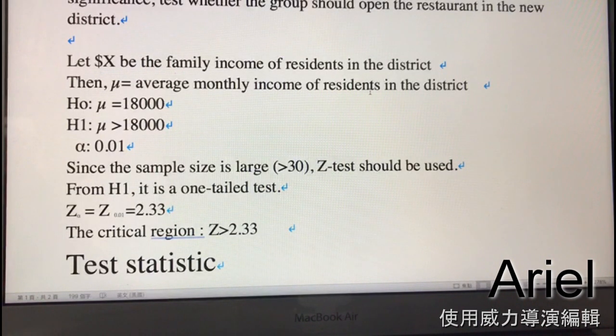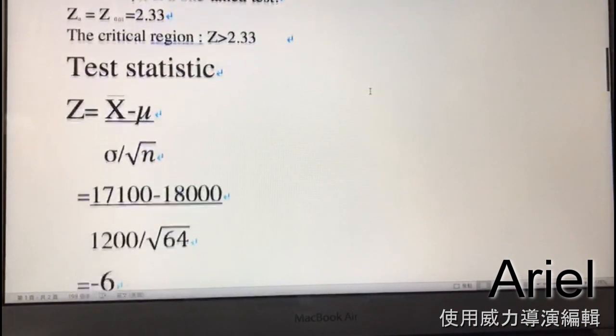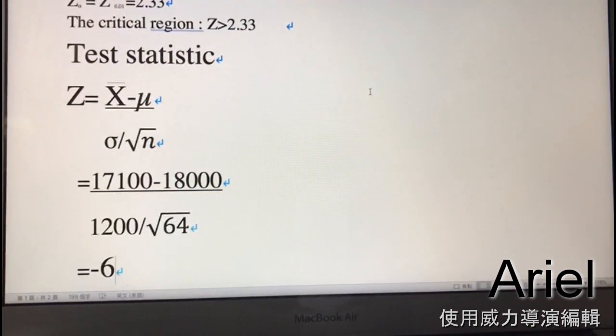From the standardized normal distribution table, we can know that the z0.01 is equal to 2.33, and the critical region is z is bigger than 2.33. We can now compute the value of the test statistic, and z is -6 according to the formula.